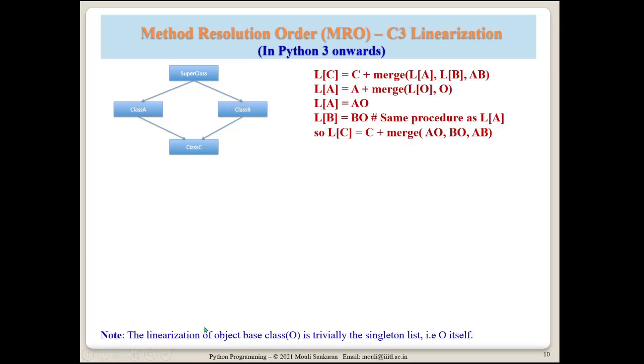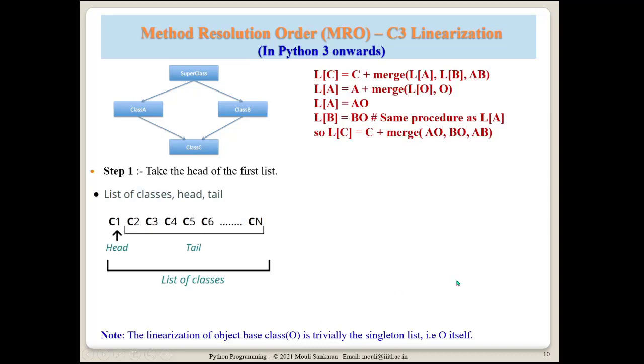Okay, now what is the algorithm? Take the head of the first list. When you have multiple lists, take the head of the first list, which happens to be A. Then call the remaining classes in the list as the tail. Now in our case, only O is the tail.